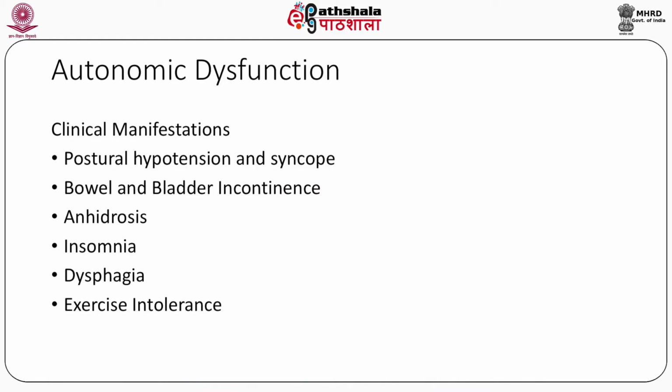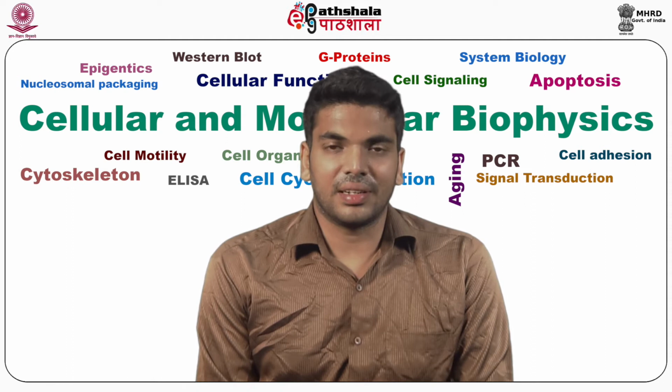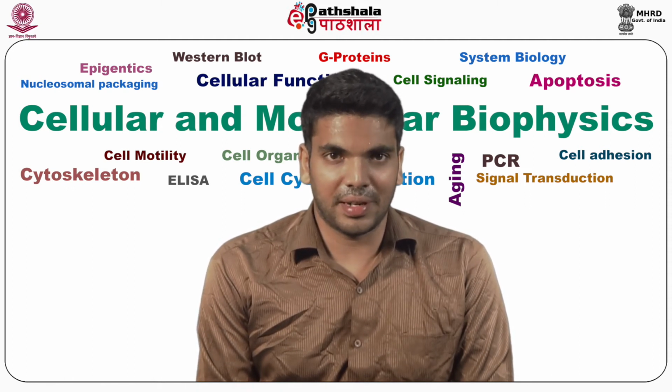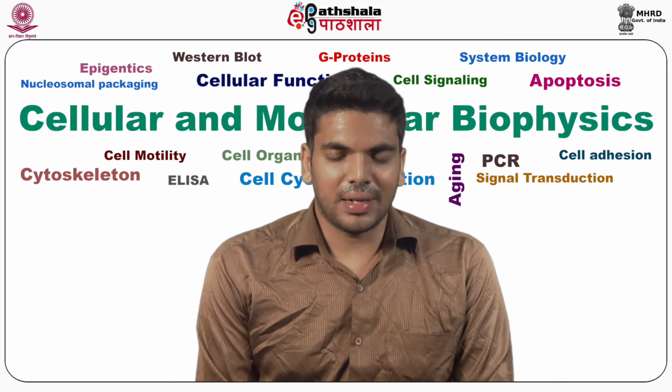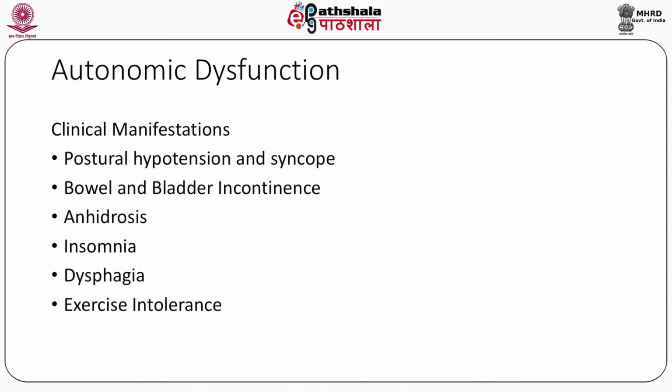Now what would happen if there is a derangement, an autonomic dysfunction? Autonomic function is necessary for the day-to-day regulation of BP. It is involved in the beat-to-beat regulation of BP. It is involved in the control of bowel and bladder habits. It is involved in the control of sweating, thereby contributing to thermoregulation.